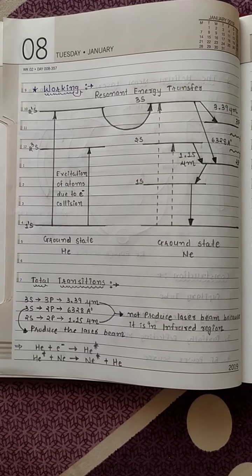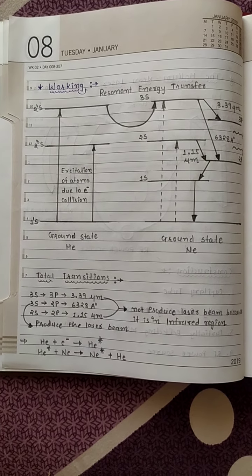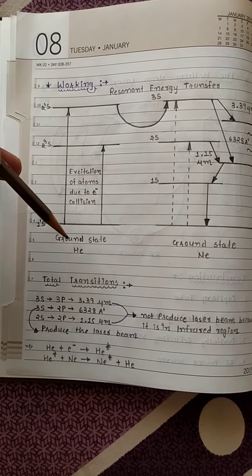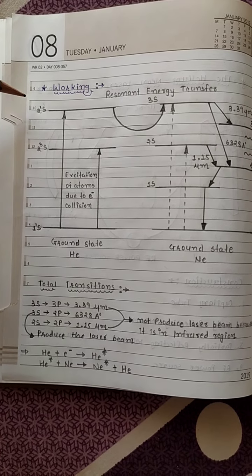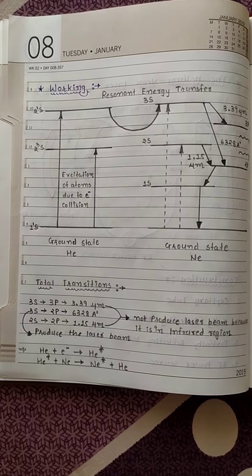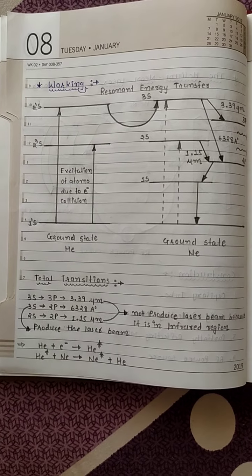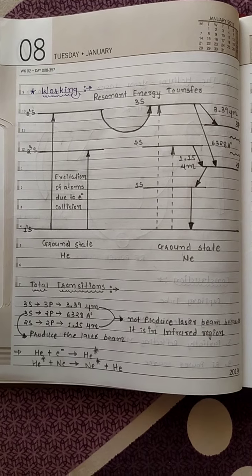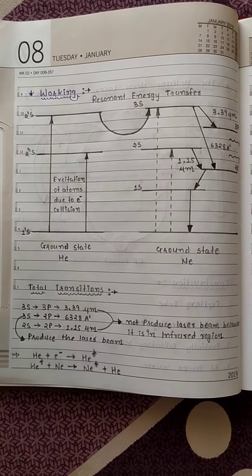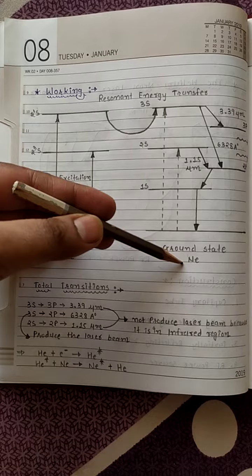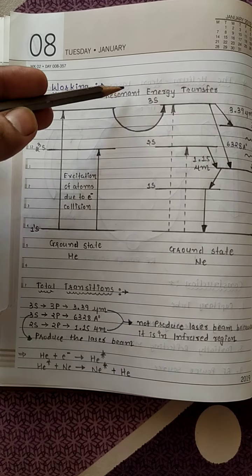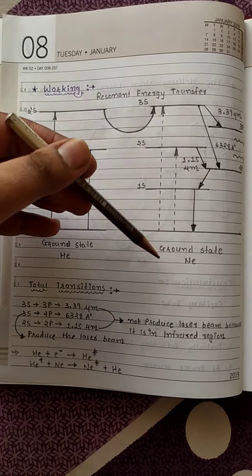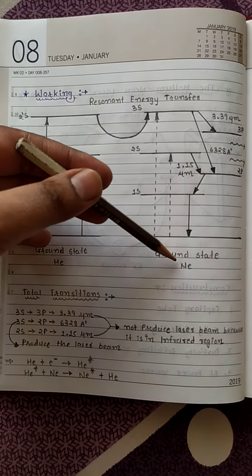So the helium is excited first, and the helium atoms change their position from the ground state to the 2^3S and 2^1S excited levels, because they are excited by the electrons. Helium atoms now transfer the energy to the ground state neon atoms. We call this resonant energy transfer. So helium atoms transfer their energy to the ground state neon atoms.